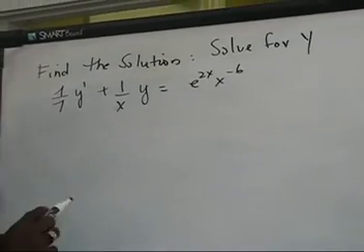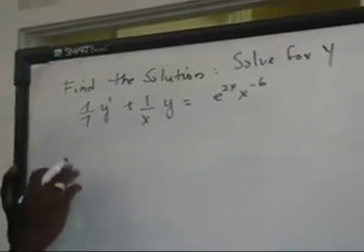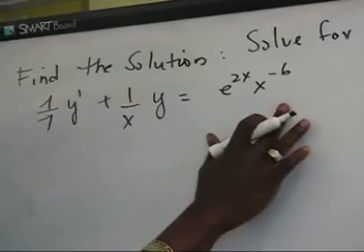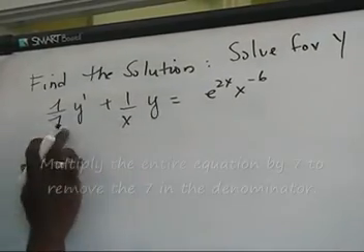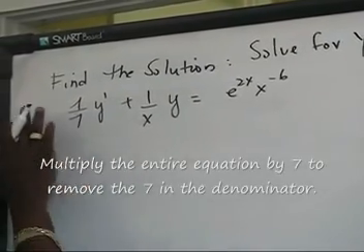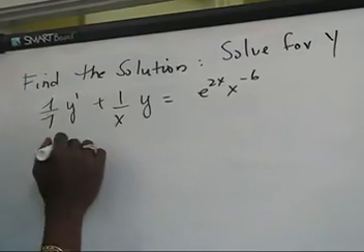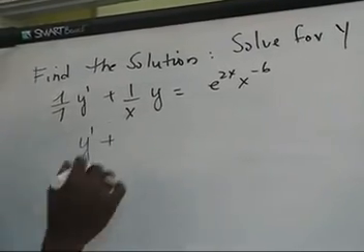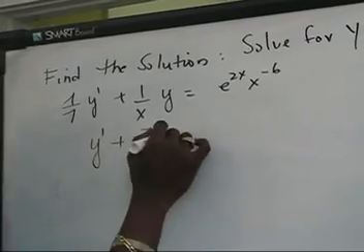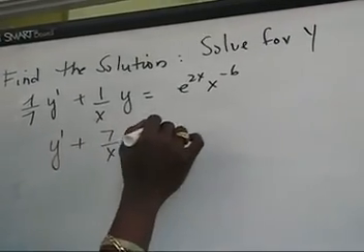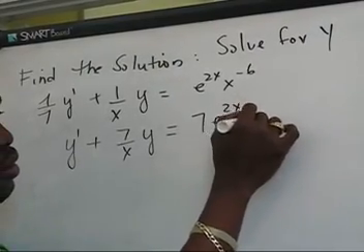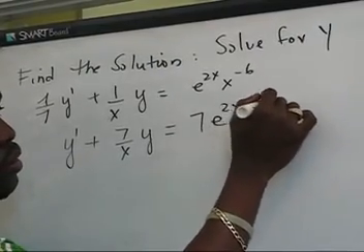Yeah, this is a linear equation. So in order to put it in linear form, we have to multiply everything by 7, to get rid of the 7 over there. If I multiply this by 7, I'll get rid of the 7 in front of this thing. And then I have 7 over x, y, equal to 7e to the 2x, x to the minus 6, right?